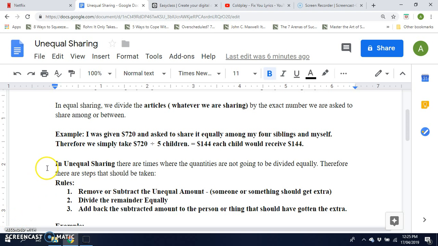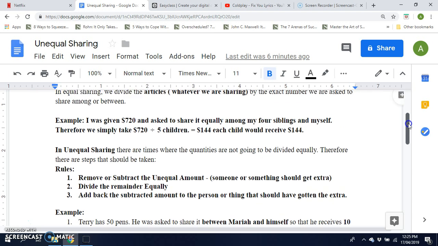So, unequal sharing. In unequal sharing, there are times where a quantity, or whatever we are sharing, is not divided equally. Therefore, there are steps that should be taken. So here is what you really need to learn. You need to learn these steps that are highlighted here. Right? Remove or subtract the unequal amount, because when you read the question, somebody has to get extra. You have to note how much the extra is and remove it first from whatever is the total.